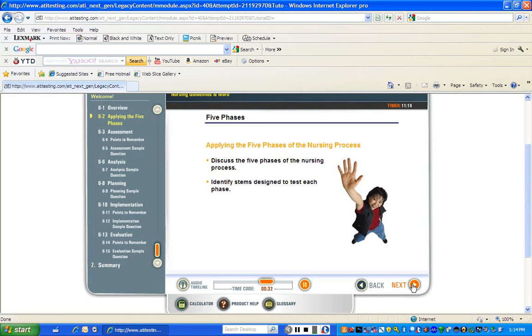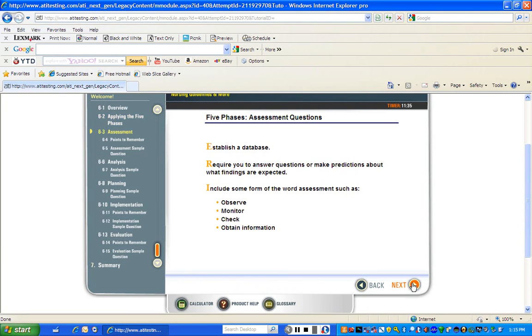For this reason, it is useful for you to be able to identify stems designed to test each phase. We are going to review the specific nursing behaviors associated with each phase of the nursing process and then look at some samples of test questions that reflect each phase. Since the first phase of the nursing process is assessment, we will start by looking at assessment questions.